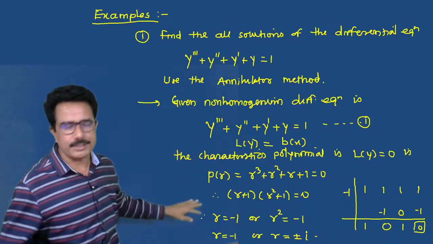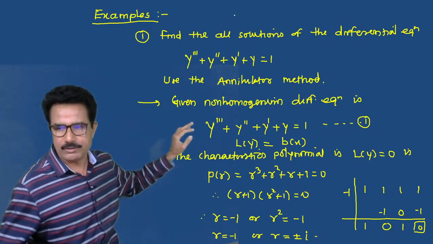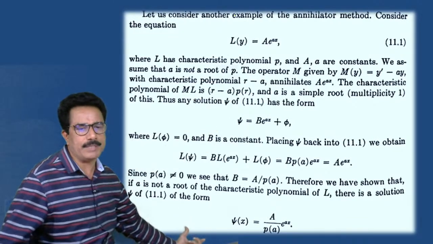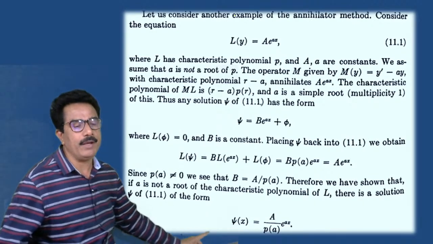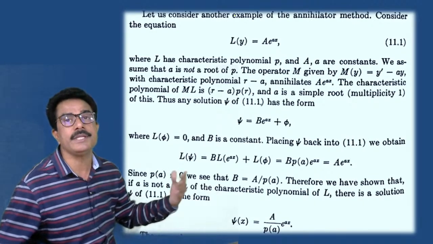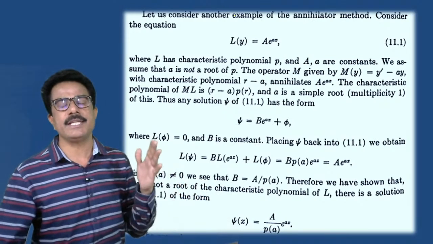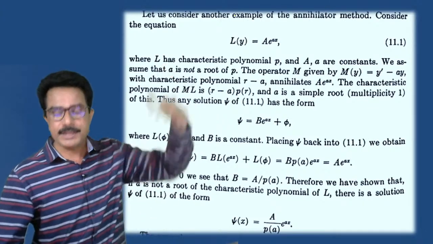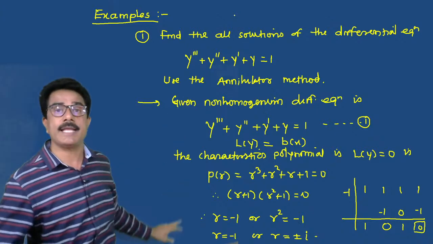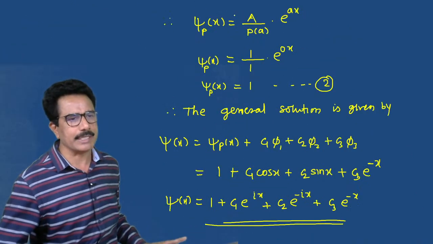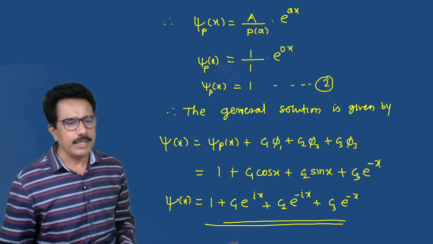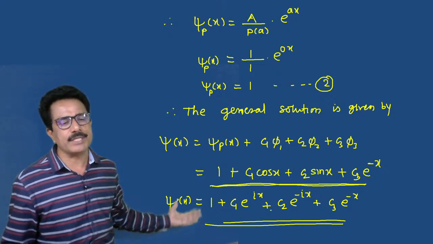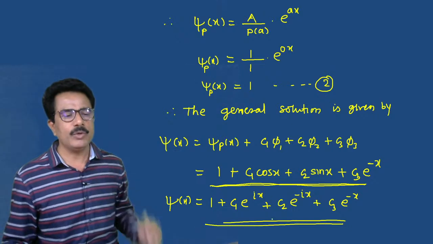But here, with the shortcut method, we have to find out psi p. See this, we have to find out the psi p. This is the particular solution. Particular solution psi p of x is equal to a divided by p of a into e raised to ax. So integration is not needed. It is not necessary to find u1 dash of x, u2 dash of x, u3 dash of x. That problem was very lengthy, and here we have solved it by the shortcut method. See, this is the main solution, in this form. This is the solution in the i form, this is the solution in the trigonometric form. Both are the same solutions.